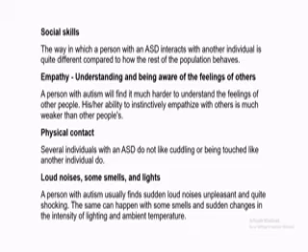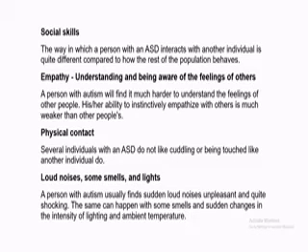Social skills. The way in which a person with an ASD interacts with another individual is quite different compared to how the rest of the population behaves. Empathy, understanding and being aware of the feelings of others. A person with autism will find it much harder to understand the feelings of other people. Her ability to instinctively empathize with others is much weaker than other people's. Physical contact. Several individuals with an ASD do not like cuddling or being touched like another individual does.